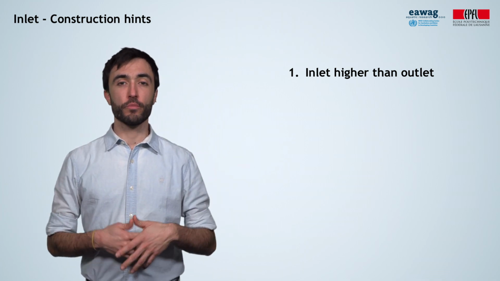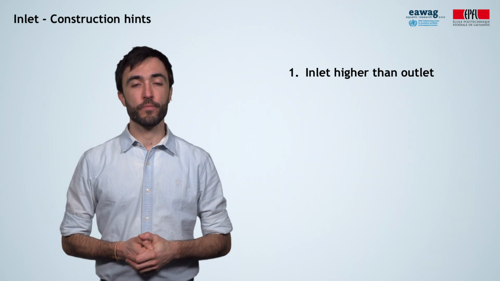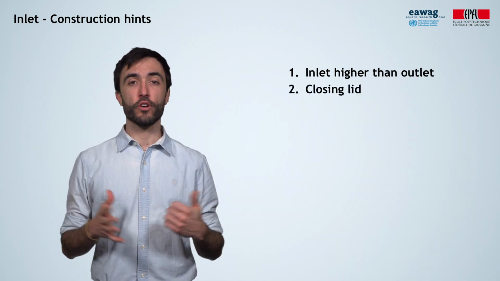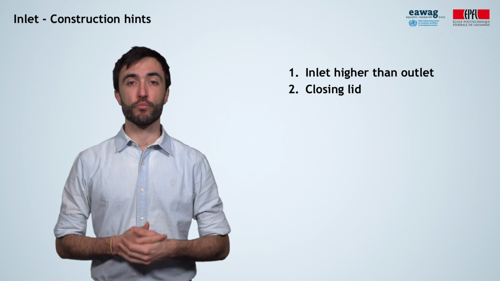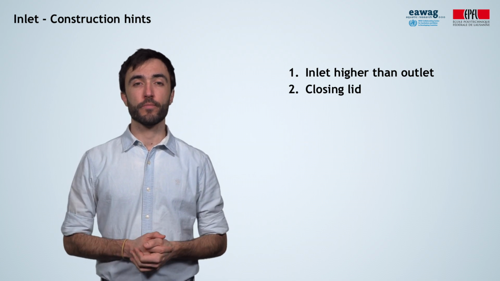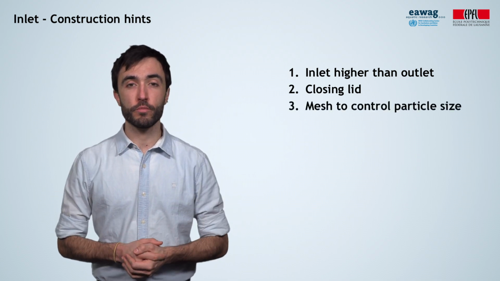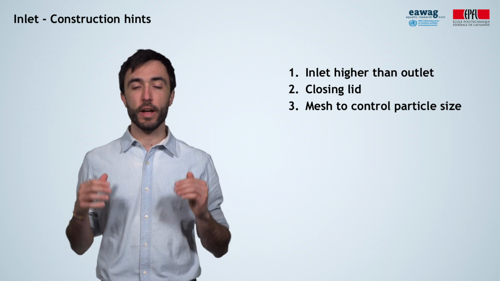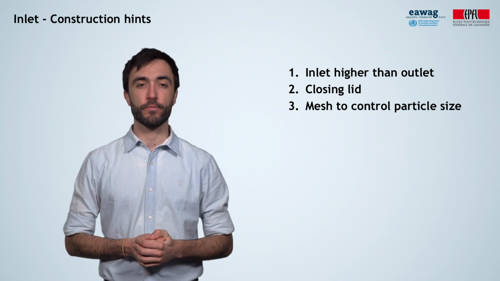Other aspects that could be added to the inlets are a closing lid to avoid mosquitoes or other pests from breeding in the digester, and a mesh to avoid particles bigger than a given size from entering into the digester.